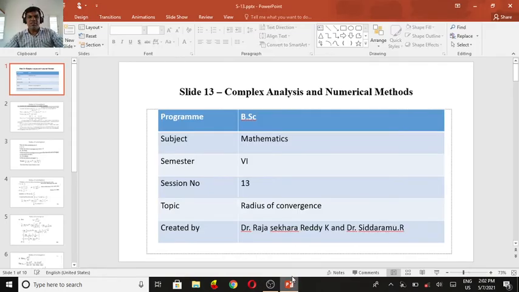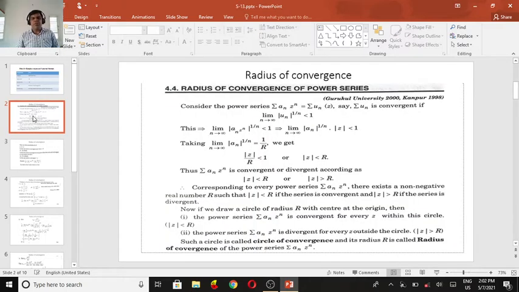I come to session 13, continuing the same as in session 12. So we continue in the same, and we come to consider the power series.